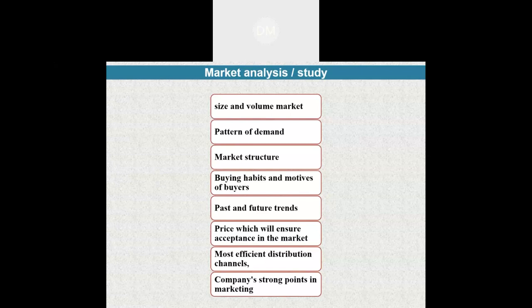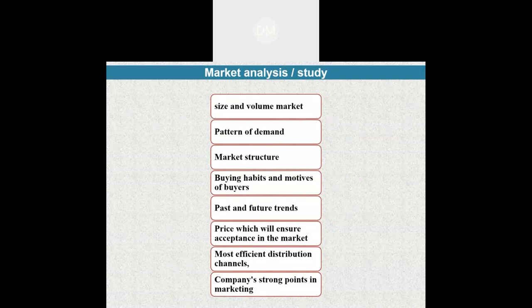For example, suppose Pune city, the requirement of milk and availability of milk. So this is the size and volume of the market. Then pattern of demand. Pattern of demand means our product in which category. So daily consumable or exceptional consumer category. For example, suppose milk, tea. So such type of products is daily consumption.